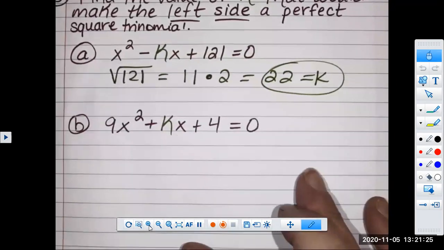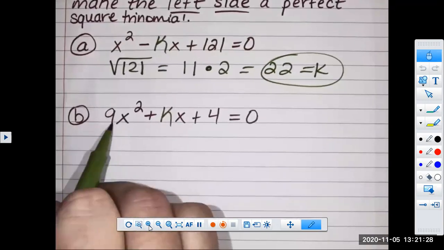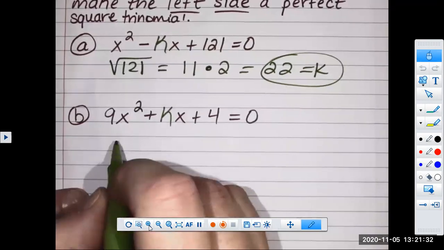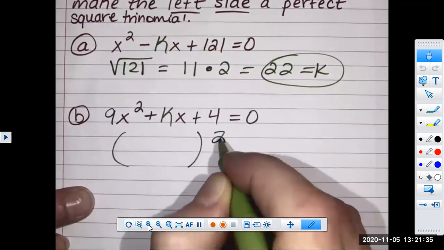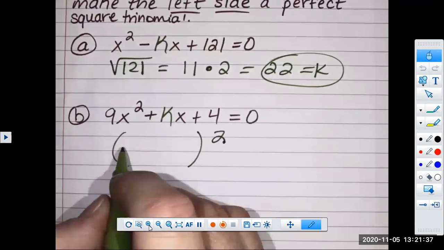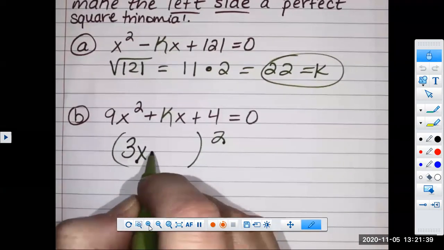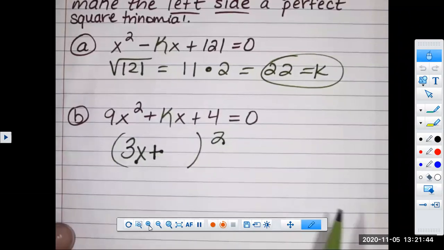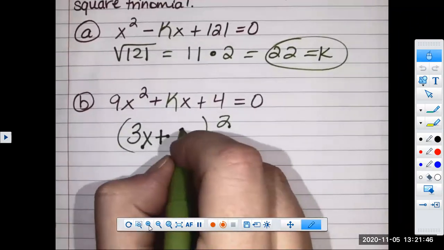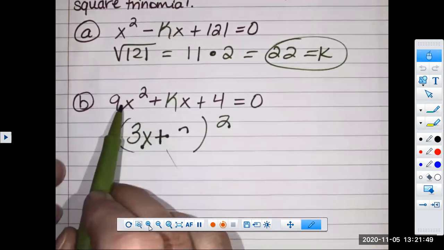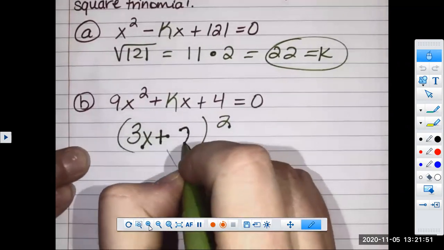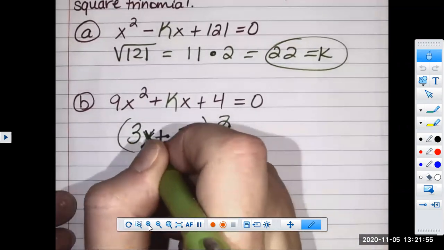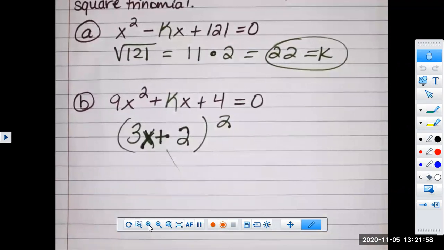Okay, I want to show you one like B because, of course, we have something in front of x squared, so it works a little bit differently than A. If you were to factor this, you would have the square root of the first, so you'd have 3x in the front. This would be a plus sign. And then what number would go here? It's always square root first, square root last. So 2, you got it. I know what you said. Yes, double that.